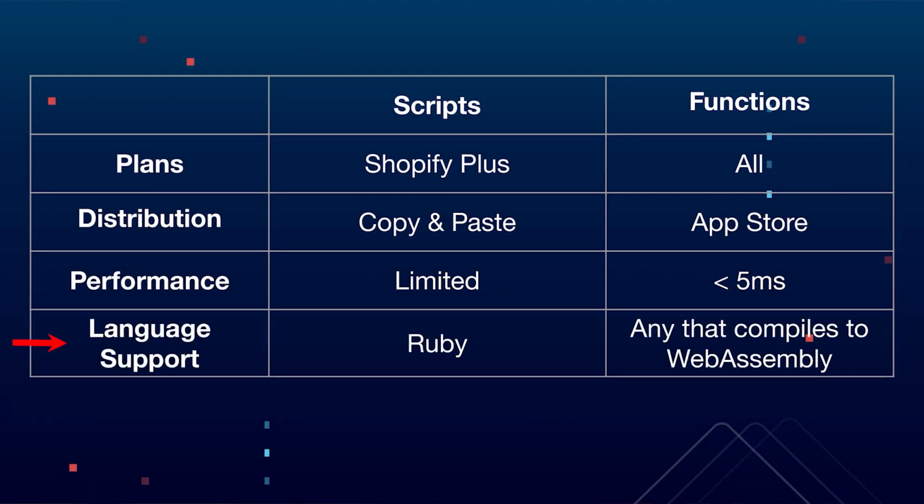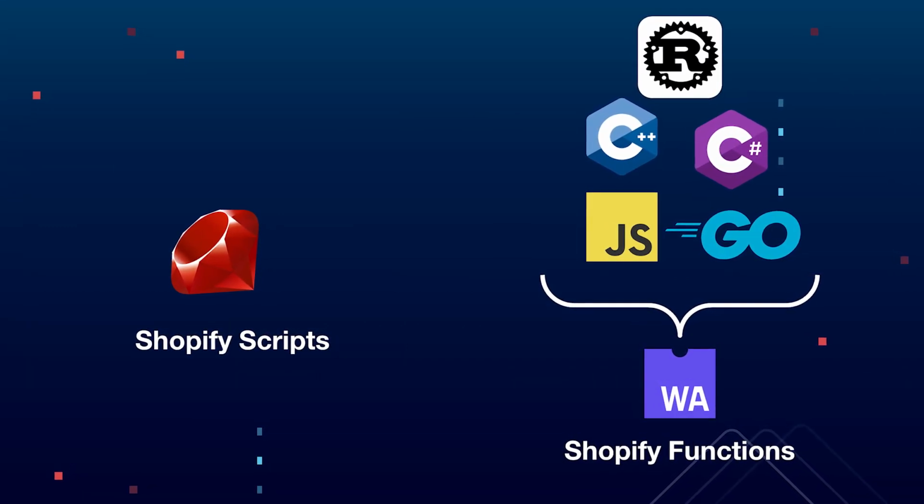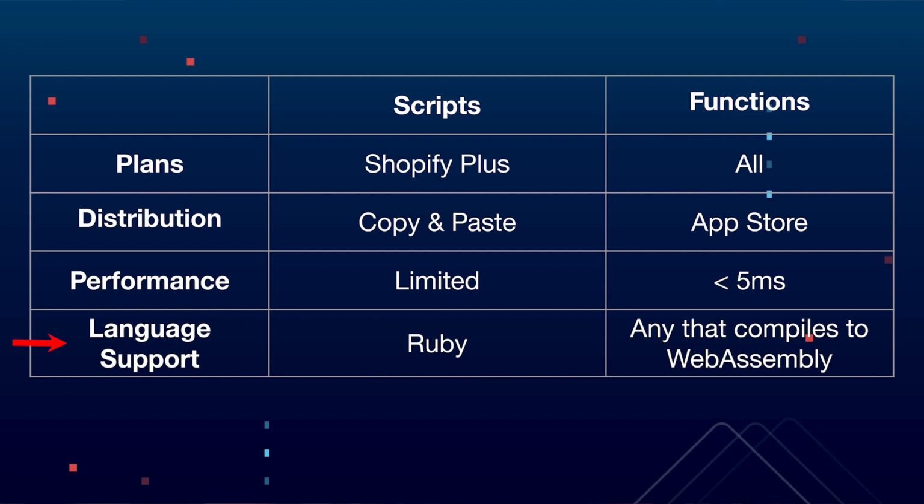Then we have language support. So scripts could only be written in Ruby, and functions can be written in any language that compiles to WebAssembly, as long as your compiled modules don't exceed the file size limit of 256 kilobytes.